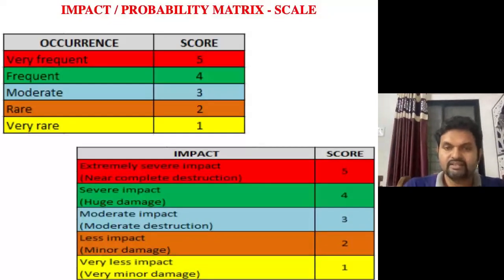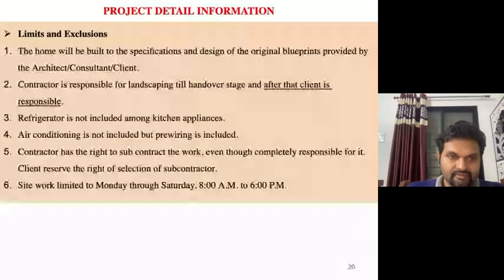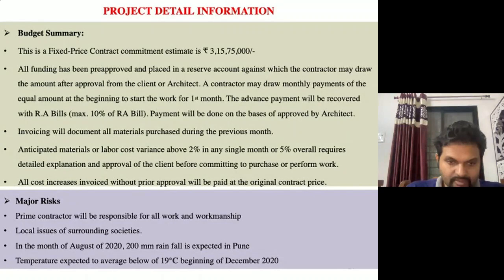Those who have listened to the case properly may be able to put it in a much better way. 2. Okay, good enough. I hope you remember when we were discussing, I specifically said here, if you're able to see, the second last line, major risk. From the bottom, see the second last line. In the month of August 2020, 200 mm rainfall is expected in Pune.